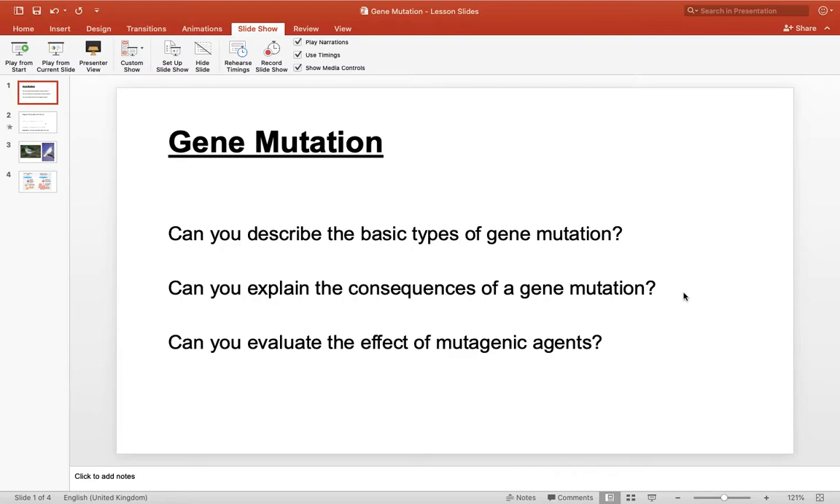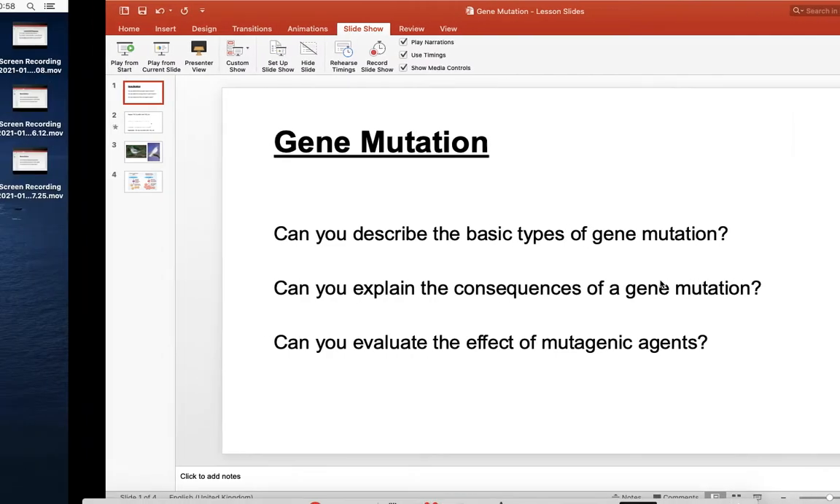And today we're going to be talking about how gene mutations can utilize all these processes in order to cause changes in an organism. So by the end of today's lesson, you should be able to describe the basic types of gene mutation. You should be able to explain the consequences of a gene mutation, and you should be able to evaluate the effect of mutagenic agents.